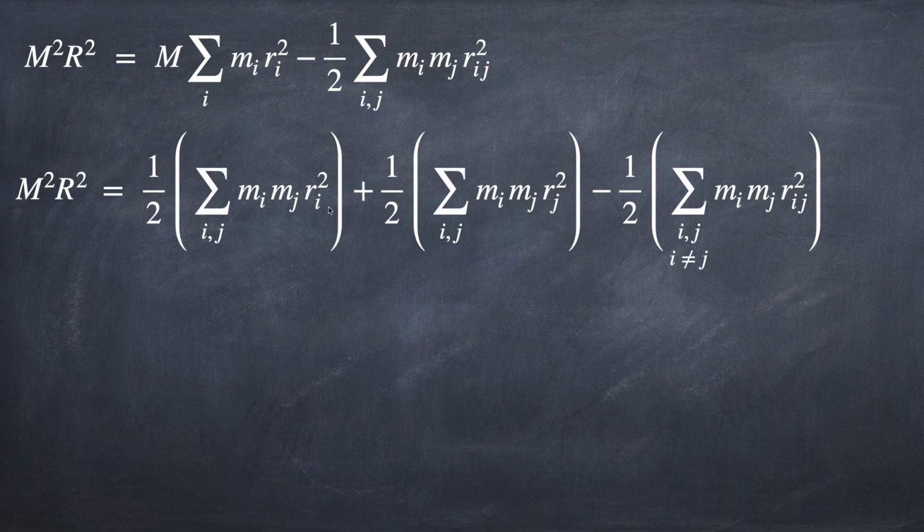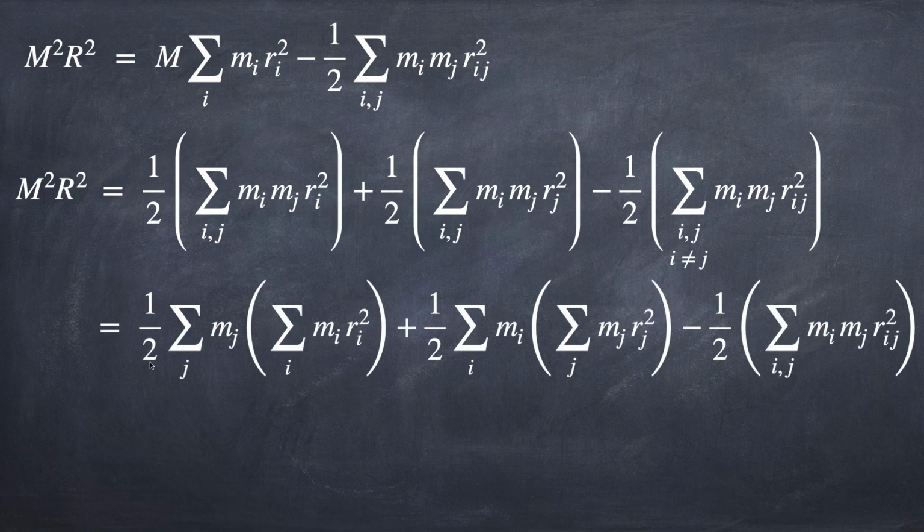So now let's rearrange these terms here and try to find the solution. The first one is going to be 1 over 2, and then, since here we have a double summation, one is over i and the other one is over j, and we have only this mass with the index j. So we can write it as the summation over j of m_j multiplying the summation over i of m_i r_i squared. And we will do an equivalent thing in this other term here. We have only this term with the i index, so we have this summation over i of m_i, and then the summation over j of m_j r_j squared. And we will just repeat this last term here.